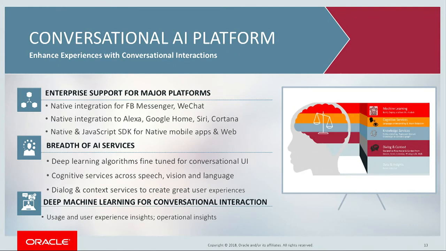And here's what we've done in the conversational AI platform. We built the integration to Alexa, to Google Home, to different types of chat channels. We've also built integrations to Facebook Messenger, WhatsApp, WeChat, and we've given you webhooks. So if you needed to integrate with something else, you could do that too.